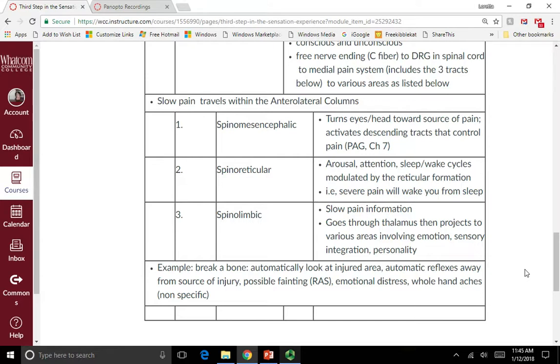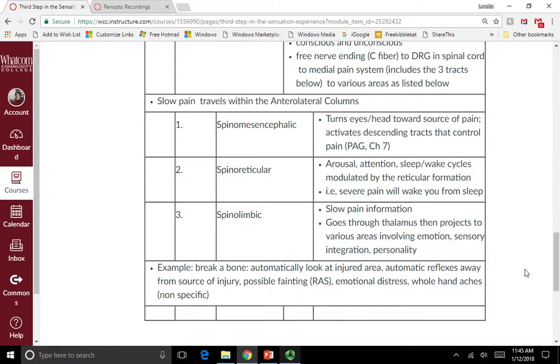We're going to talk about in Chapter 7 an area called the periaqueductal gray area. You don't have to know that right this second, but abbreviated PAG. So part of our descending pain control tracts are activated in the midbrain when sensation from those C fibers arrives in the spinomesencephalic tract via that tract into the midbrain.